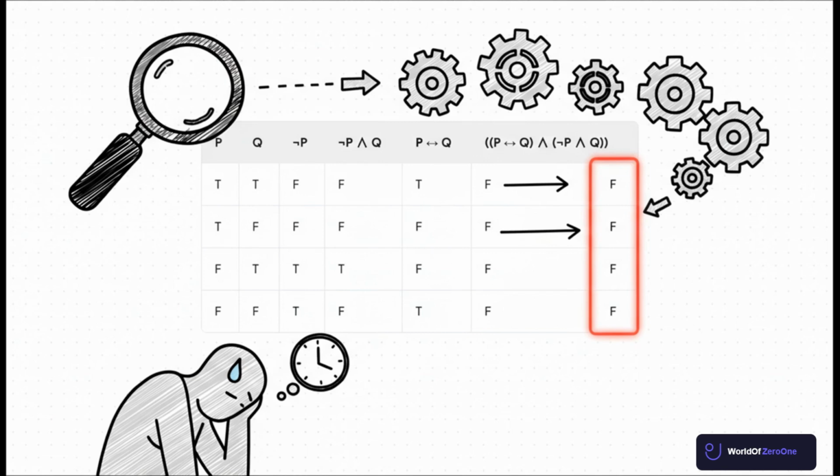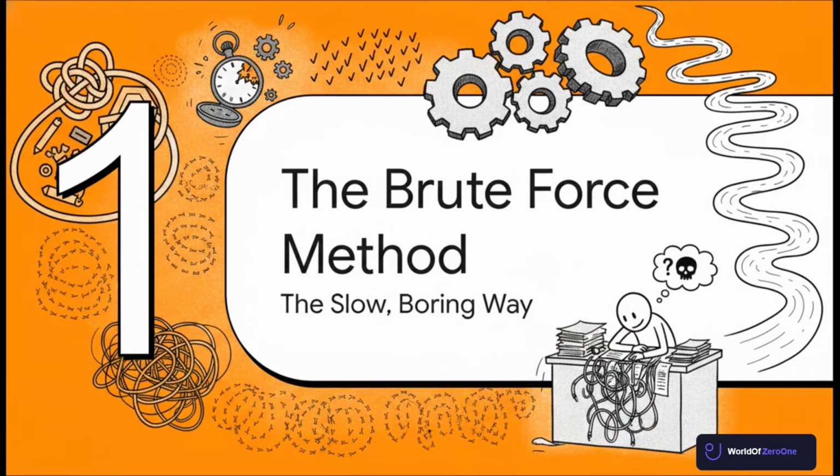You map out every single combination of true and false for P and Q, and you just painstakingly calculate each little piece column by column until you finally get your answer. And yeah, as you can see, the final column is all false. So it works, but wow, look at all that work. Yeah, let's just call this what it is, the brute force method.